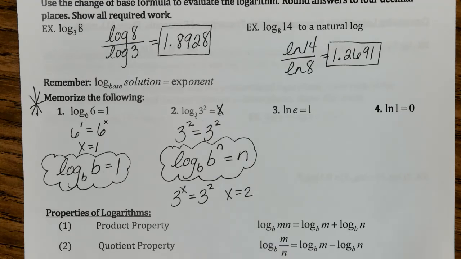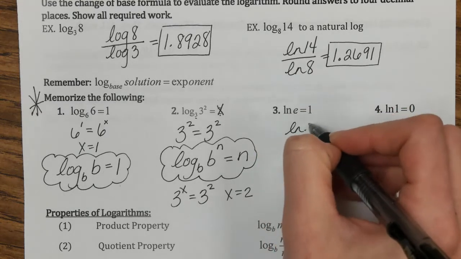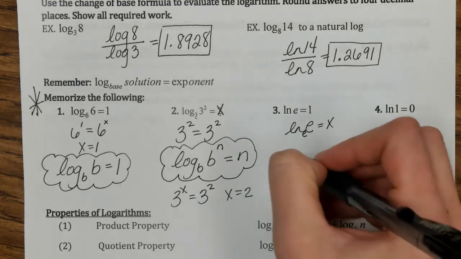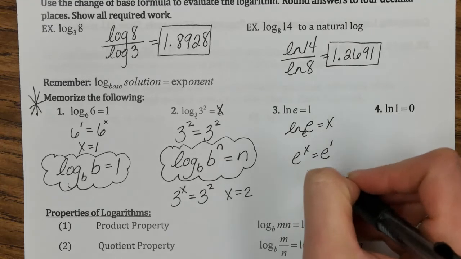Okay? Now, natural log of e equals 1, natural log of 1 equals 0. You just got to memorize those. Okay? Those are really the same concept. If I had natural log of e equals x, well, this is really a base of e, so e to the x equals e. Well, that's just a 1. There's my x equals 1.